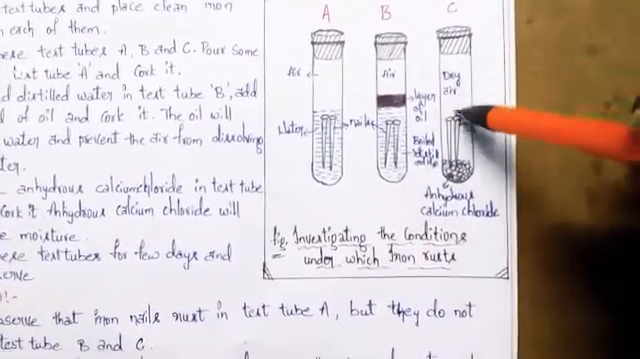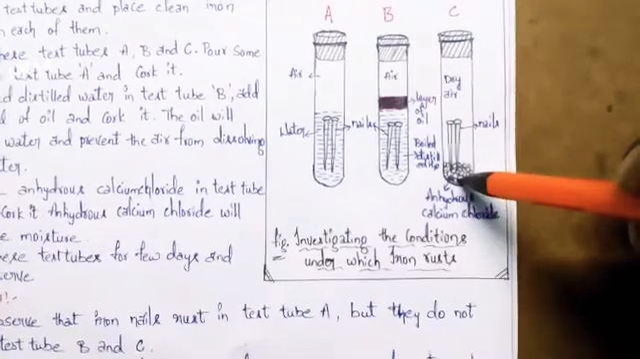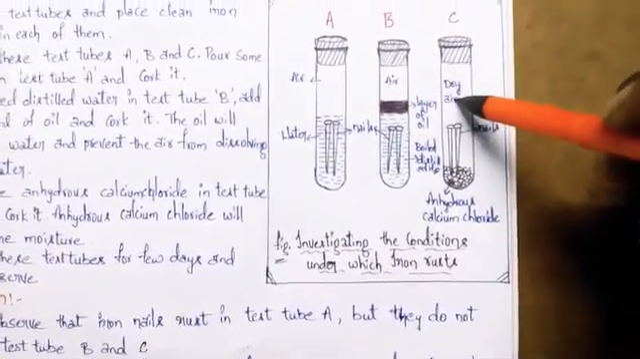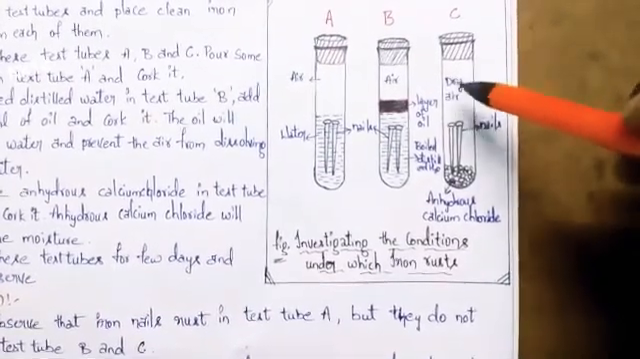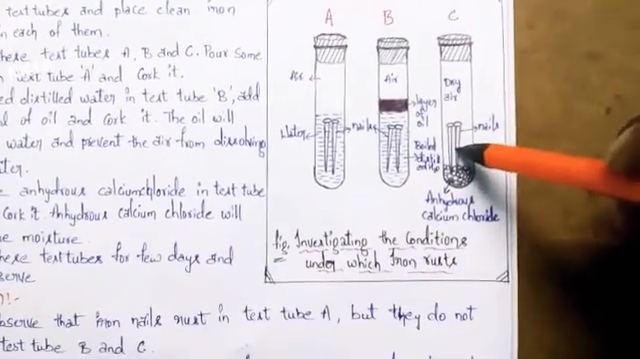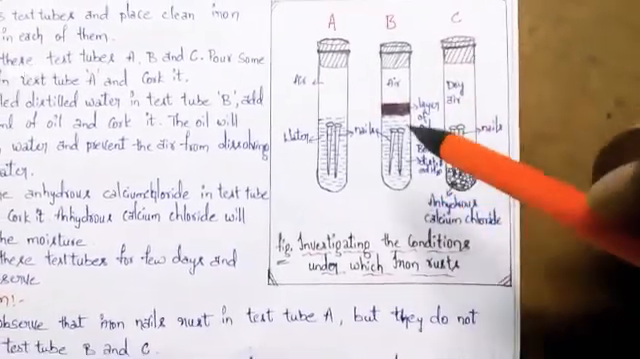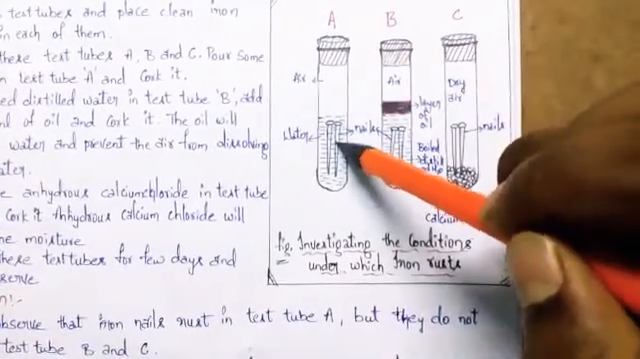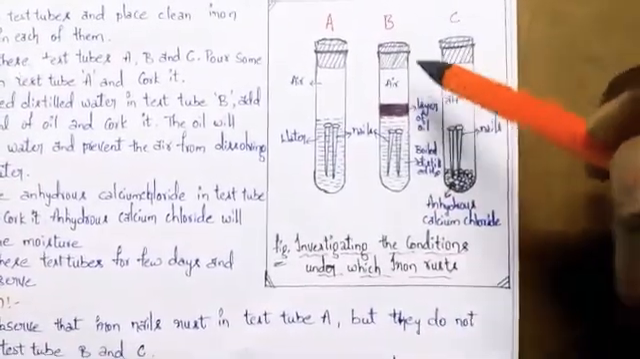Coming to C, the chemical will absorb all the moisture in the test tube. So there is only the presence of dry air. In the presence of dry air, the iron nails will not get any rust. So this is the case. From this total conclusion, we can conclude that in test tube A, the iron nails are getting rust. In B and C, the iron nails are not getting rust.